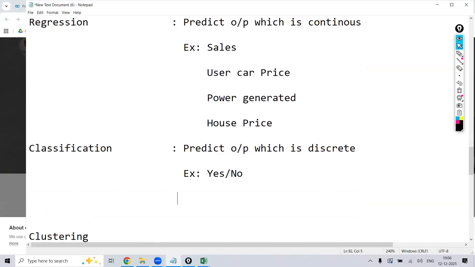Not only yes or no. For example, accept or reject. Whether that loan has to be accepted or rejected. You will apply for the loan. In the loan application, you will give multiple parameters, like what income you are getting, what EMIs you are paying, how many members are depending on your salary. You are going to provide some information, and based on that information, we are going to estimate whether to accept the loan or not.